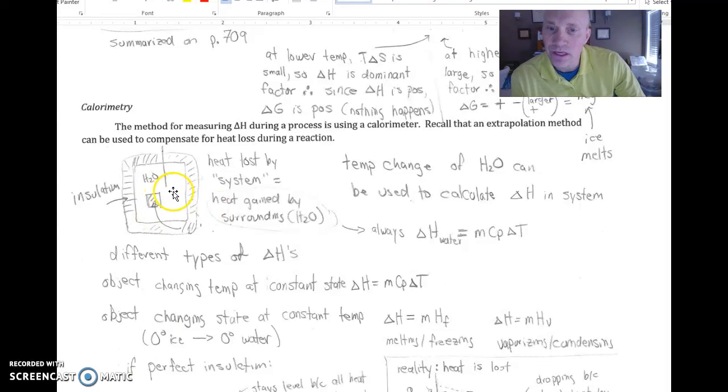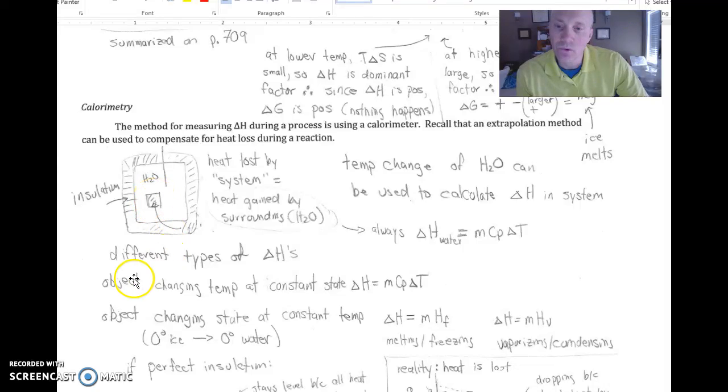If we assume that the amount of heat lost by the system is the amount of heat gained by the water, then we would be able to calculate an amount of enthalpy change for whatever is happening there. There are a couple of different types of enthalpy changes that could be happening to a system that's inside of a calorimeter.